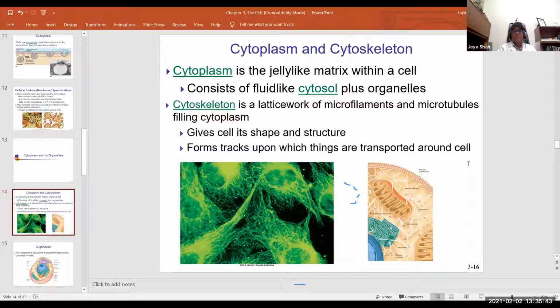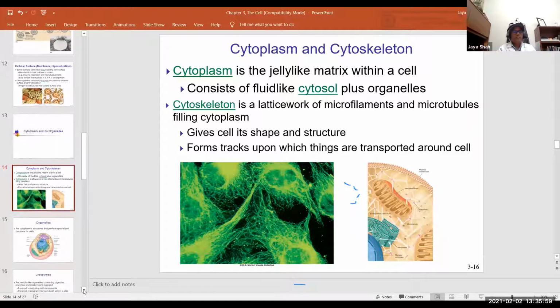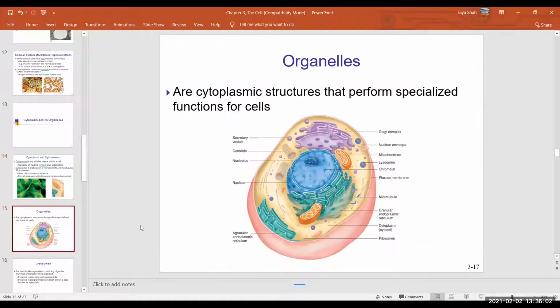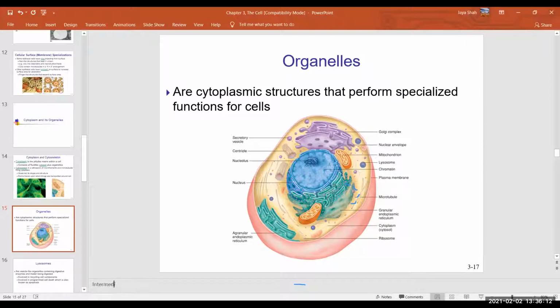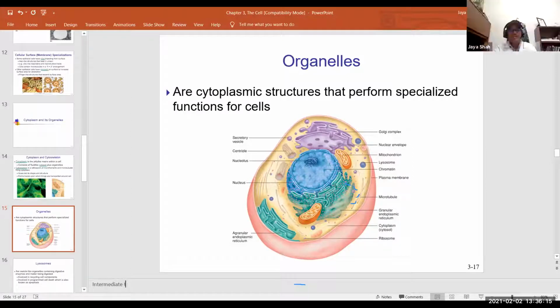And there are three major cytoskeletons. What are they? They are microtubules, microfilaments, and intermediate filaments. Okay. Can you repeat the last one? Microtubules, microfilaments, and intermediate filaments. I-N-T-E-R-M-E-D-I-A-T-E, intermediate filaments. Okay. Now let's talk about the organelles.